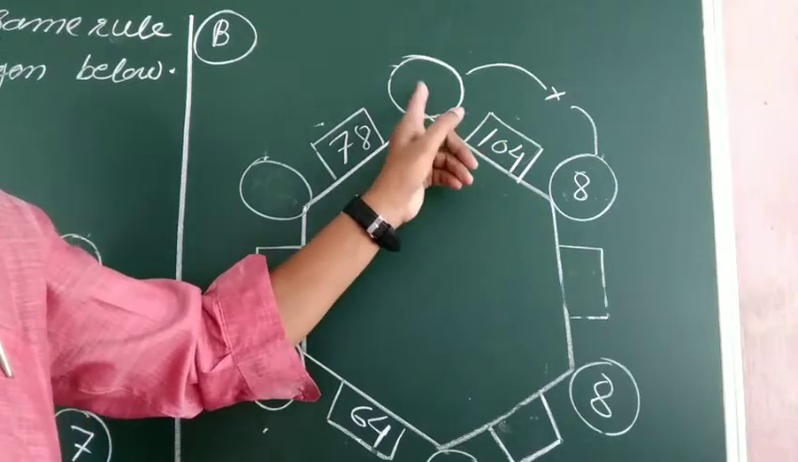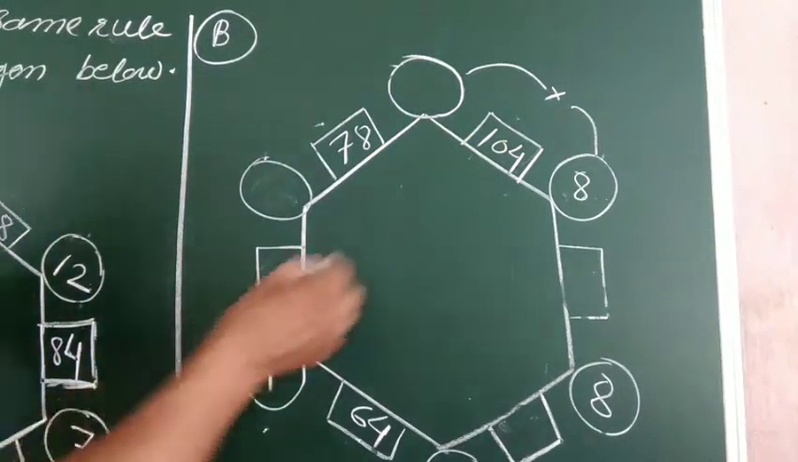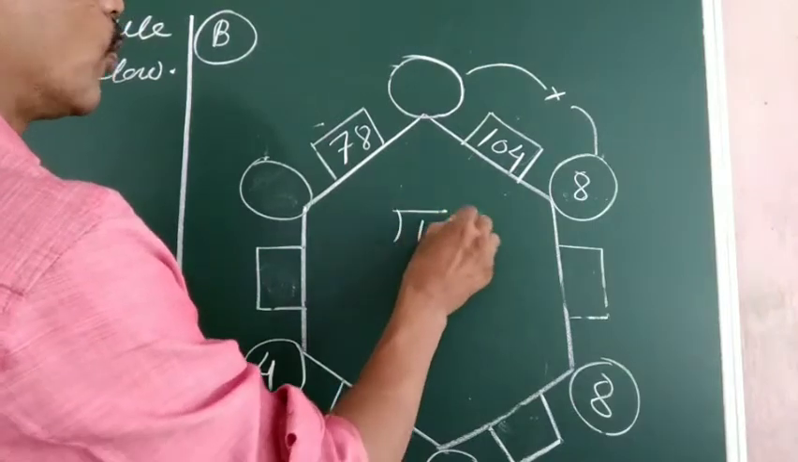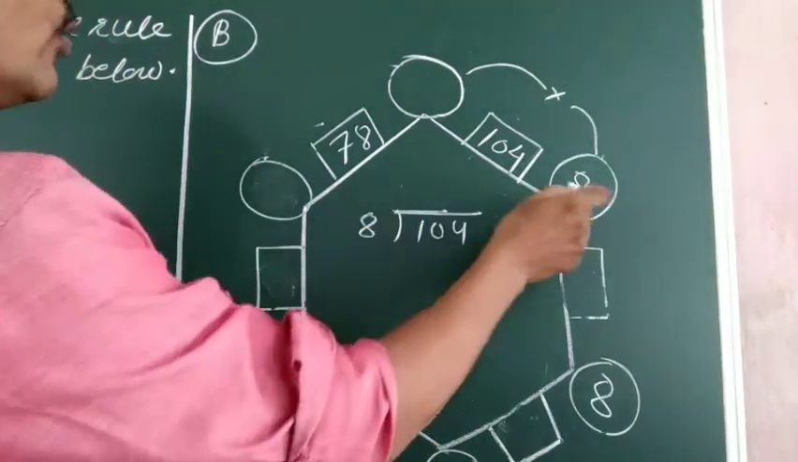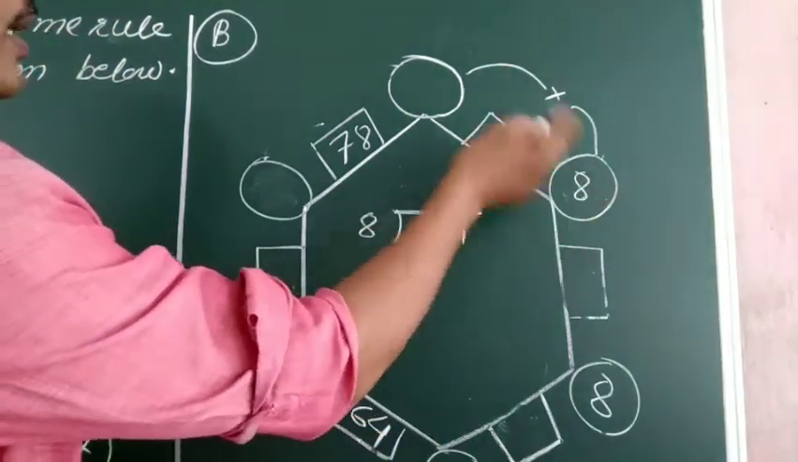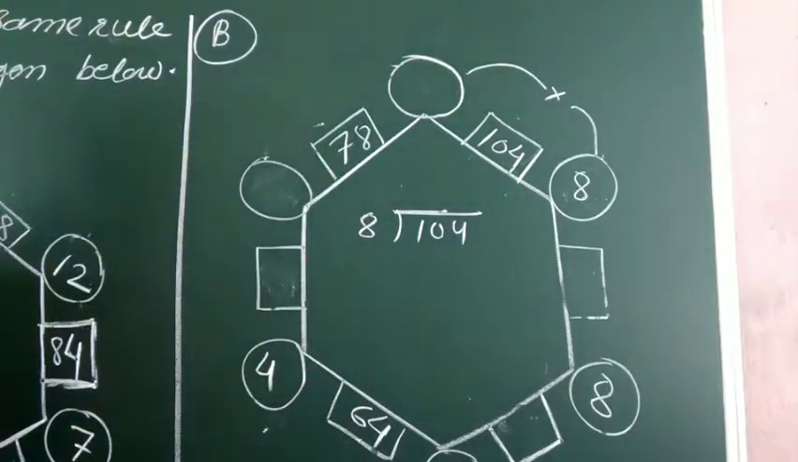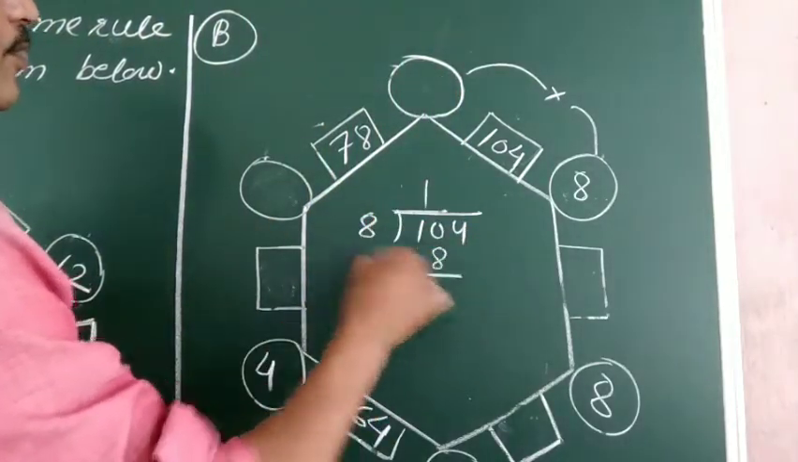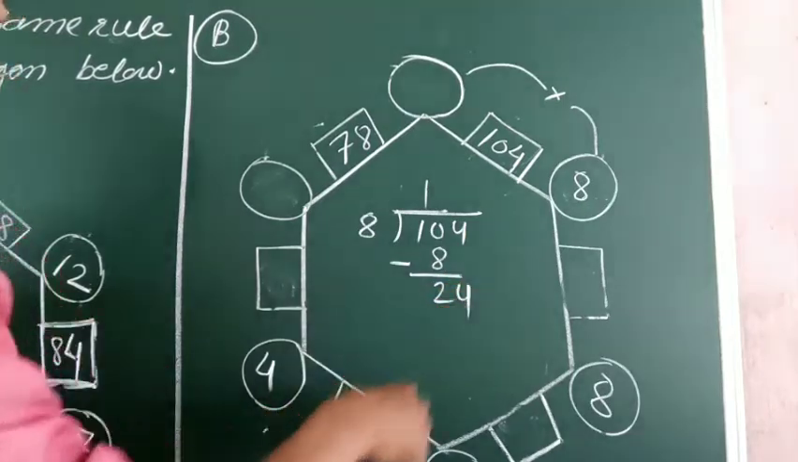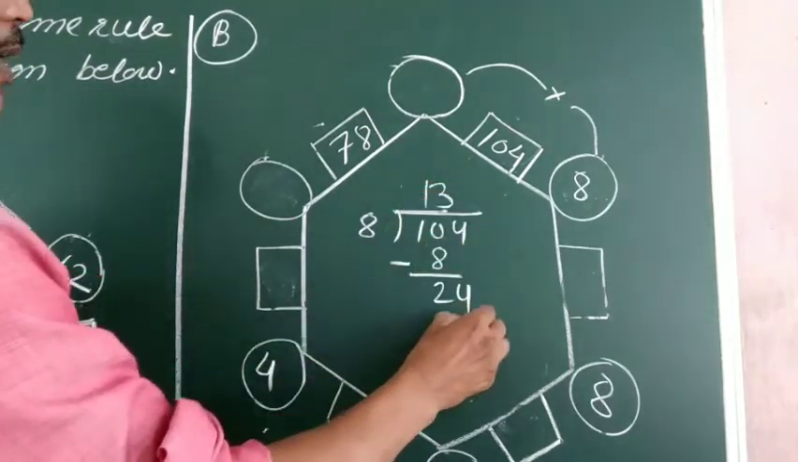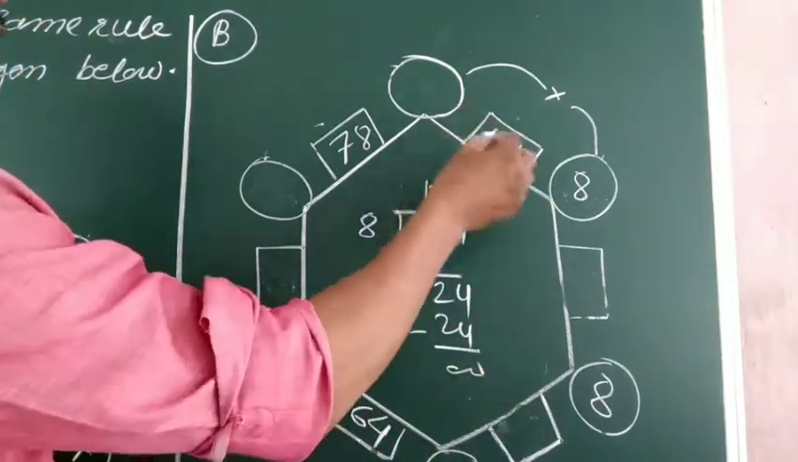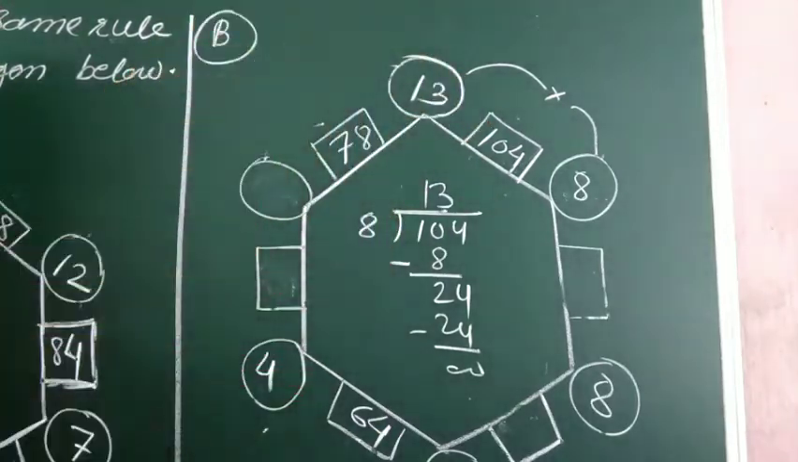So how to find out this number? You have to do like this. See, divide 104 by 8. Then when you divide this 104 by 8, you will get this number as a quotient. See, 8 ones are 8. Now 10 minus 8, 2. 24. Now 8 3s are 24. It is 13. Next.